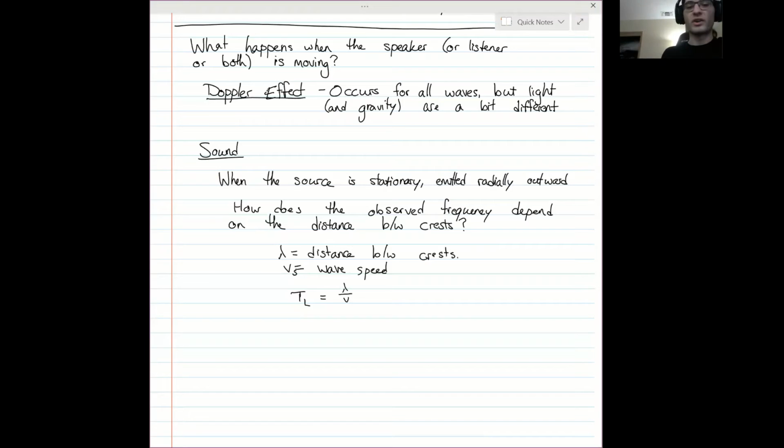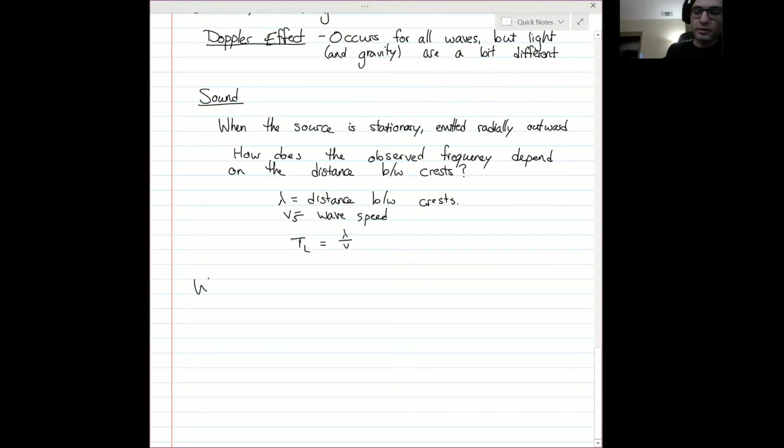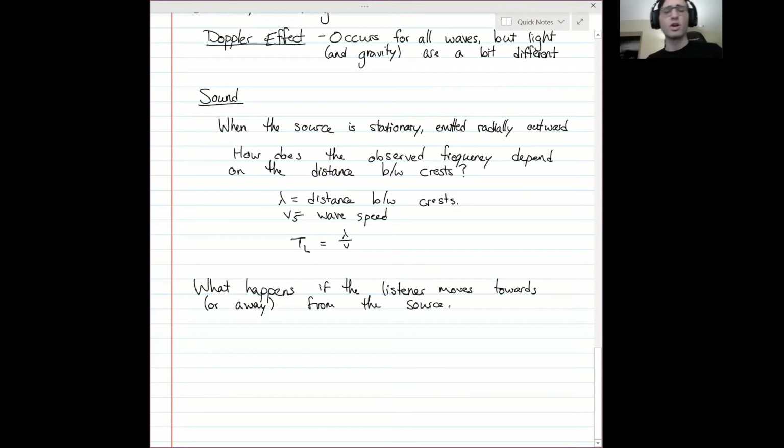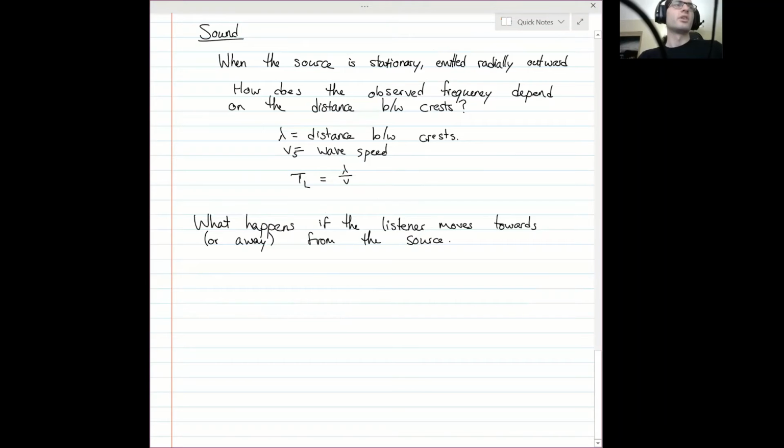All right, things are now going to get more complicated. So what happens if the listener moves towards or away from the source? And I'm going to do my best to draw this, so please bear with me. By the way, the things that I'm drawing, you can find them on Canvas, so if you want to reference them, now's the time. Let me invert this. There we go, much better.